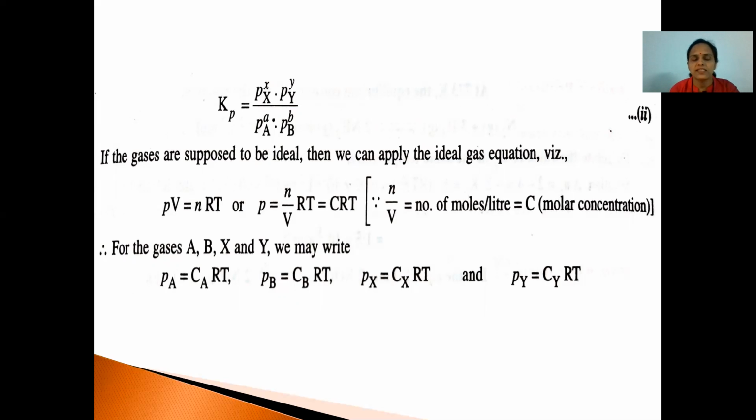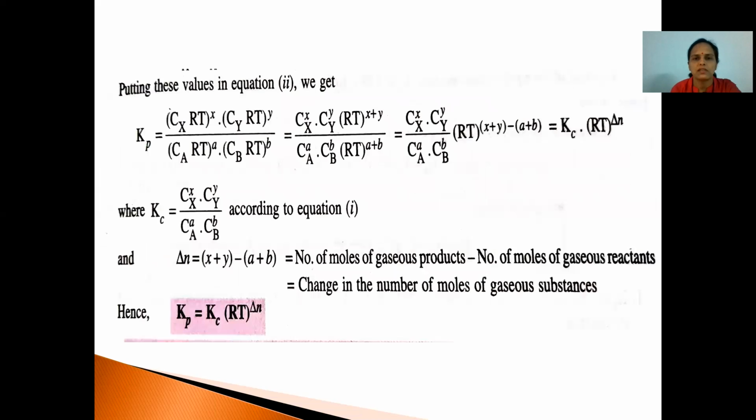Therefore, for the gases A, B, X, and Y, we may write partial pressure of A equals Ca into RT, partial pressure of B equals Cb into RT, partial pressure of X equals Cx into RT, and partial pressure of Y equals Cy into RT. Where T is your temperature, R is your gas constant, and C is the molar concentration of the gases A, B, X, and Y respectively. Hope till here it's clear.